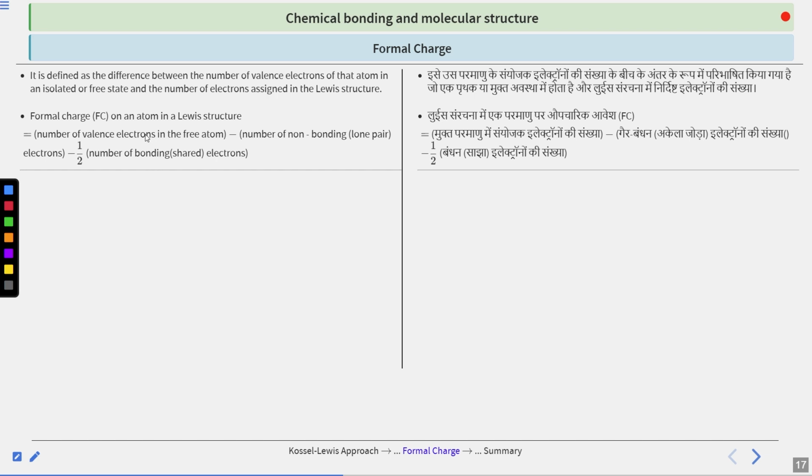It is basically the number of valence electrons in the free atom first of all. Now we subtract the number of non-bonding electrons, and we subtract half the number of bonding electrons, because one is on the one atom and one is on the other atom, so we take half of it. In this way you can easily calculate the formal charge, that is, the charge that has been developed. Clear? Okay.